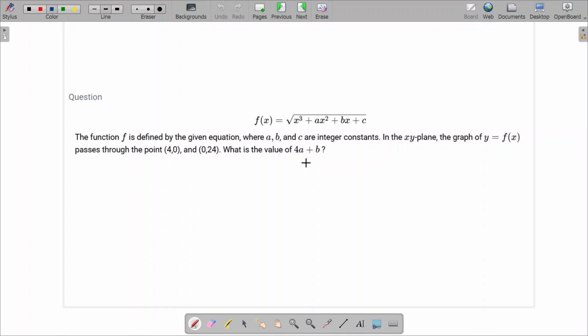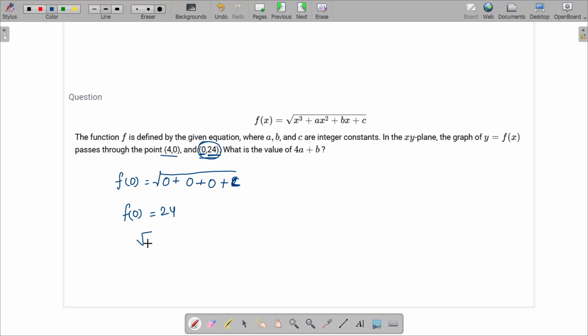I have 2 points, right? One is 4 comma 0 and one is 0 comma 24. I have to make use of these points to find the answer. First I'll consider the point where x is 0, f of x is 24. I'll plug in. I want to find f of 0. So x cubed, that means 0 cubed, will be 0. This will also be 0. The third term will also be 0. I'm only left with c. I'll write c as it is because I don't know its value, but I know that f of 0 is 24.